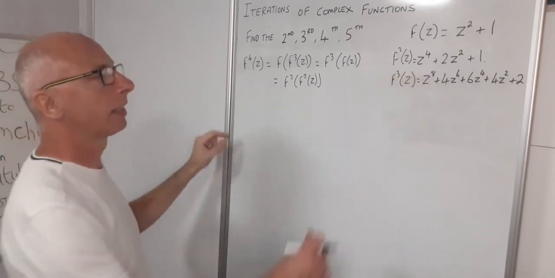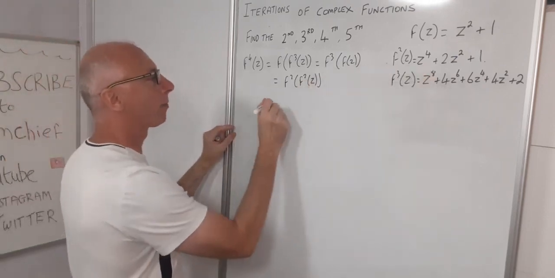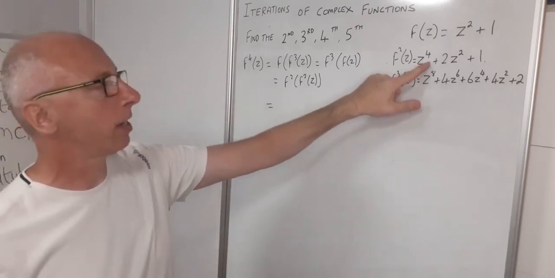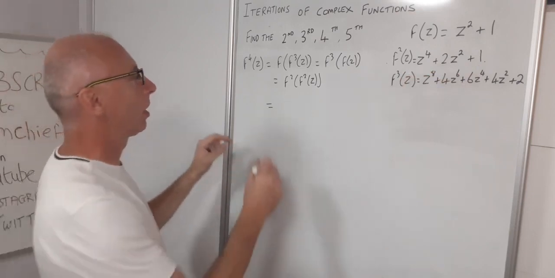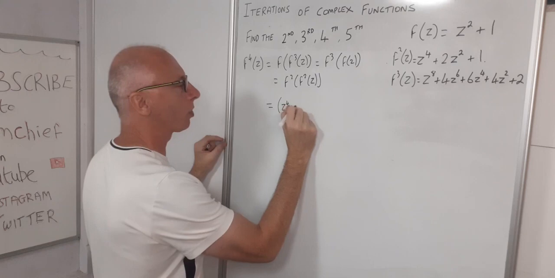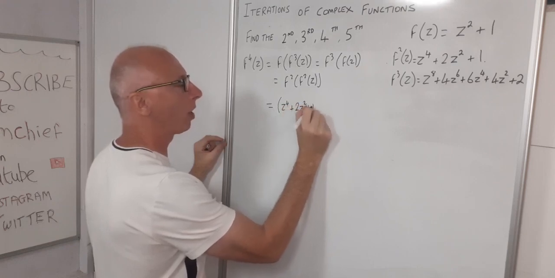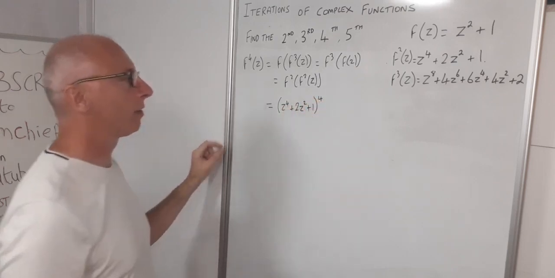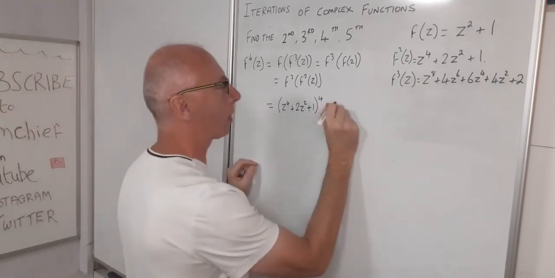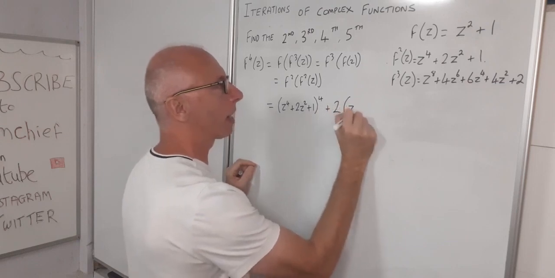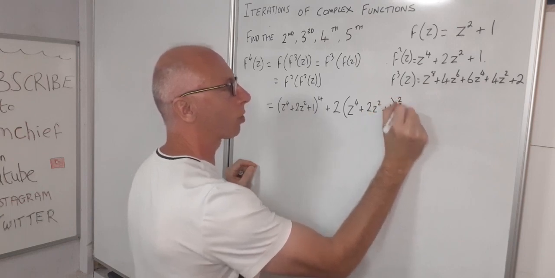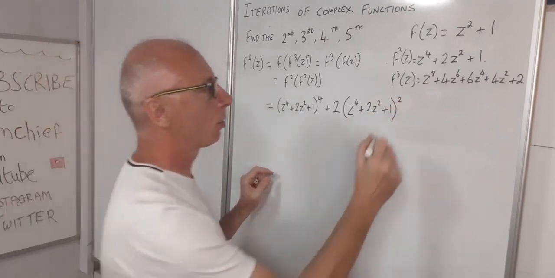So let's try that. So we've got z to the power of 4. Wherever we see the z, we insert z to the power of 4. So we've got z to the 4 plus 2z squared plus 1, and that's all to the power of 4. Now our 2z squared. So now we're going to add 2 times z to the 4 plus 2z squared plus 1, and that's all squared. And now we just add on the constant 1.